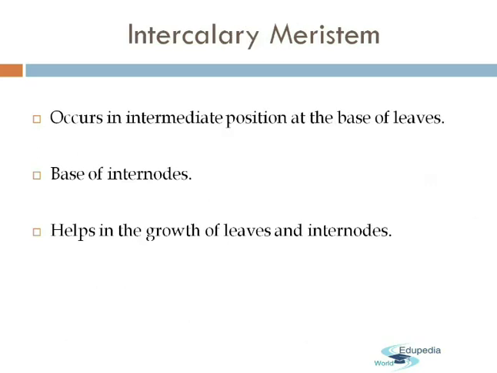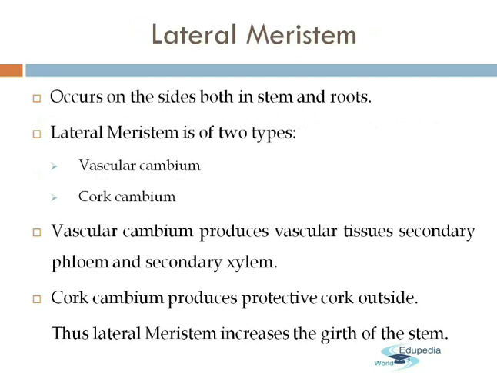Next comes the intercalary meristems. This occurs at the intermediate position at the base of the leaf, where the leaf is attached at the base of that. They are also present at the base of the internodes. Now, what do you mean by a node or an internode? Node is the position from where the leaves arise, and the gap between the two nodes is known as an internode. Next, it helps in the growth of the leaves and the internodes. So, intercalary is basically related to the growth of the leaves and the internodes.